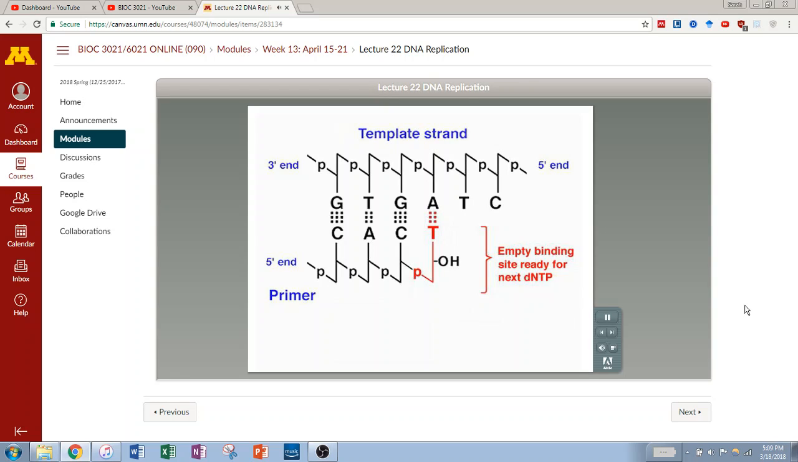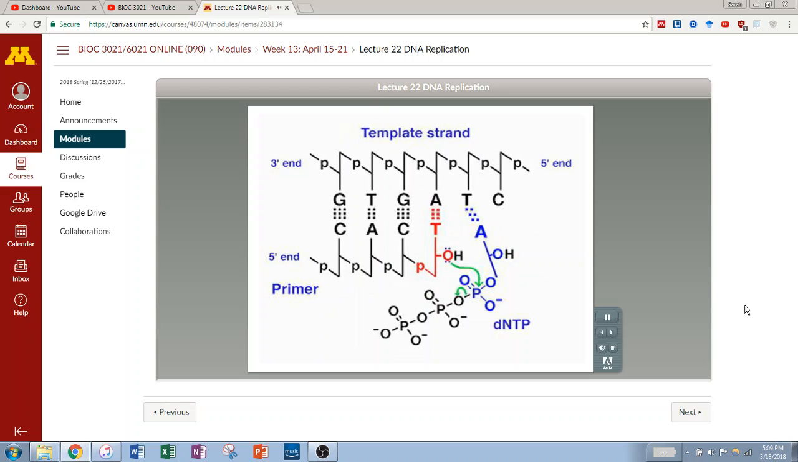The primer now has the sequence CACT with a free 3' hydroxyl group on the T residue. There's an empty binding site for dATP across from a thymidine residue on the template. Next, a dATP will diffuse in to occupy the open site.